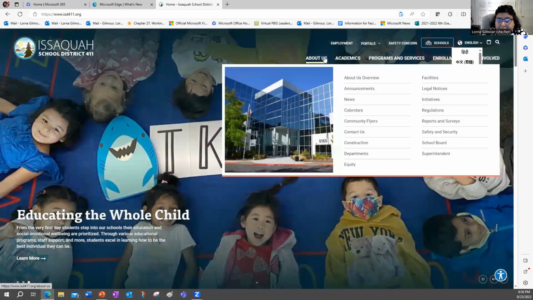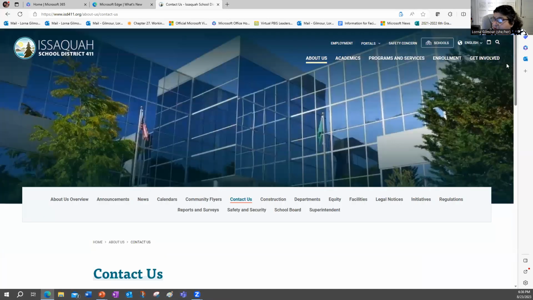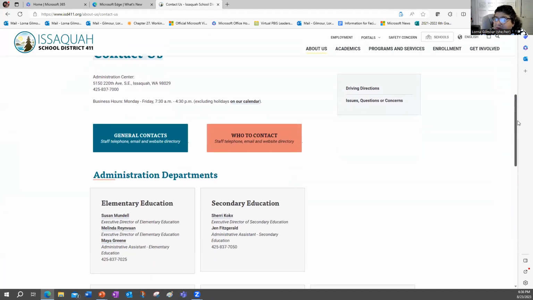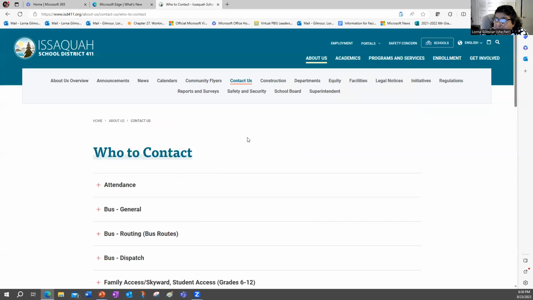Another couple of buttons to know: under About Us, we have a contact page. Last year, some of our families told us that when they had an issue at their school, they didn't even know where to begin. If my child has a problem with transportation, who do I call? Just a transportation number? Which transportation number? So we created this who-to-contact resource for you.